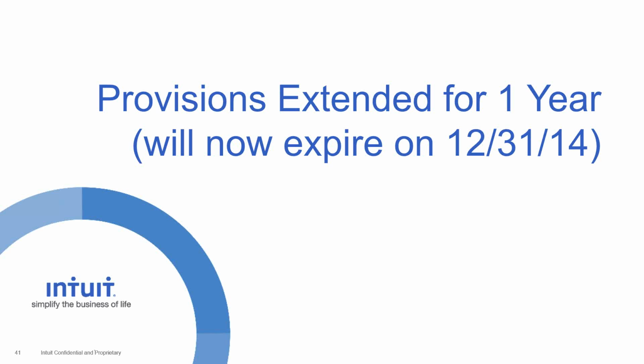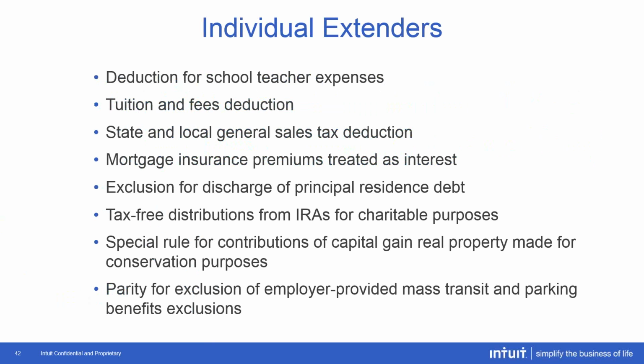So I'm going to go through, not all of them. You can use this as a reference guide, but go through the provisions that got extended into 2014. Deduction for school teacher expenses, tuition and fees deduction, state and local general sales tax deduction, mortgage insurance premiums treated as interest, exclusion for discharge of principal residence debt, tax-free distributions from IRAs for charitable purposes, all extended into 2014. The AMT, Alternative Minimum Tax Patch, was permanently extended 2 years ago.